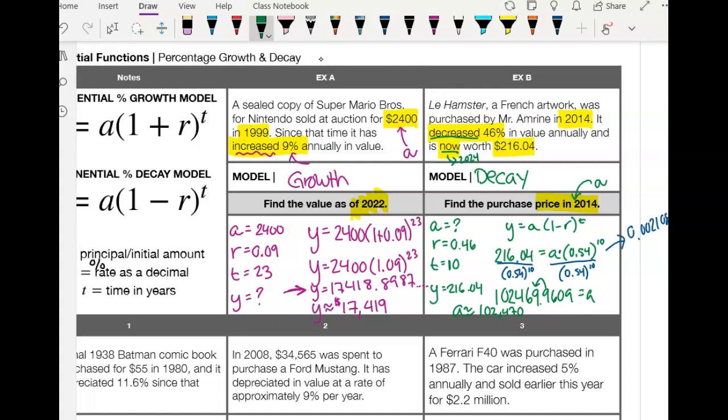$102,470 was the approximate price that Mr. Amrine paid for the hamster, and now it's only worth around $200. That is a big loss. That hurts. Okay? All right, so that's the idea. Again, going through determining is it a growth or a decay, what pieces of information do you know, and building your equation in that manner.